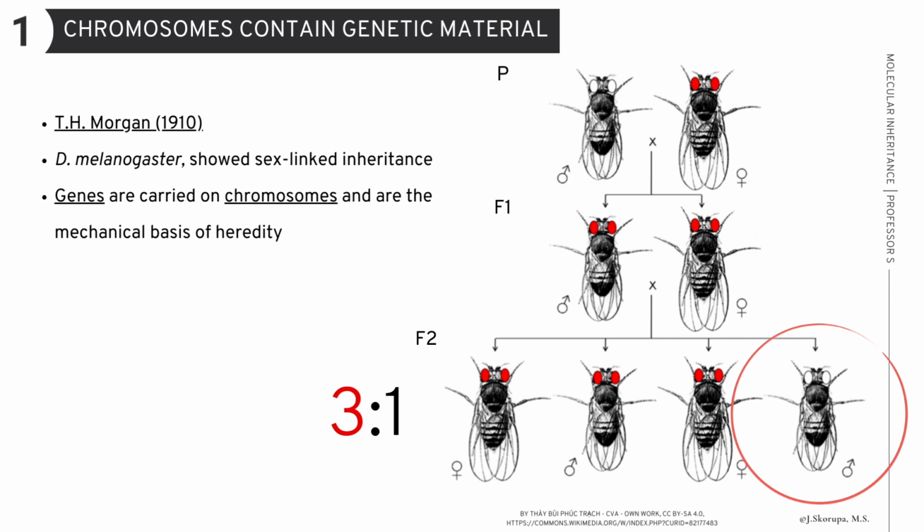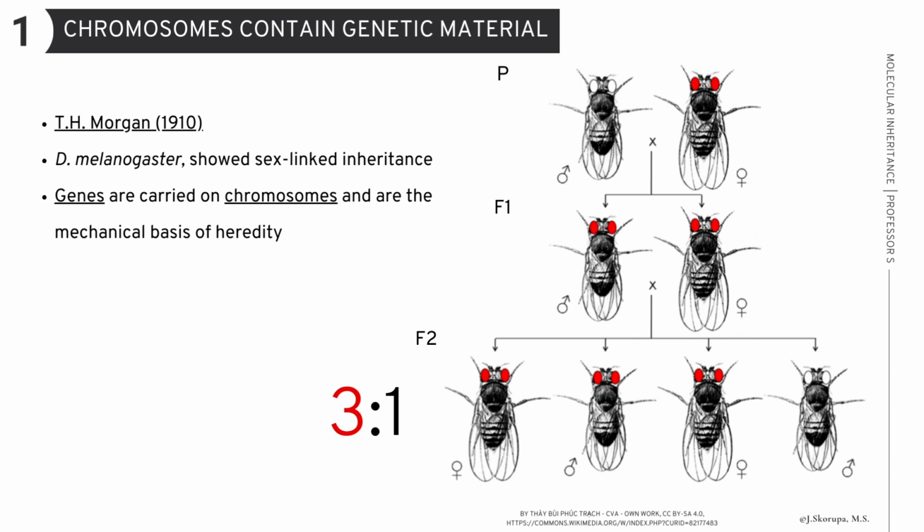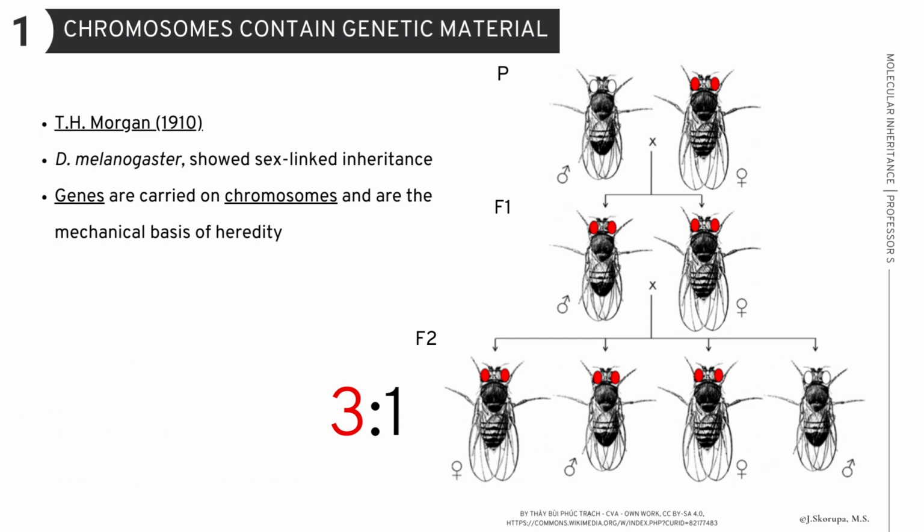This 3 to 1 ratio was documented before in Gregor Mendel's work with pea plants. The differences in frequency between the males and females indicated that sex was important for eye color expression. This work uncovered the concept of sex-linked traits, which are genes for certain traits being carried on the X or Y chromosomes, and validated the chromosome theory of heredity.